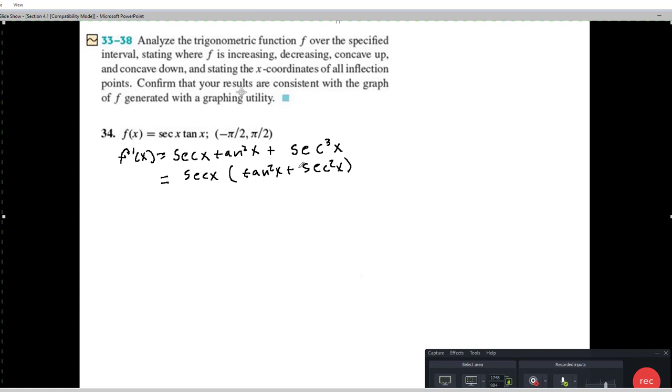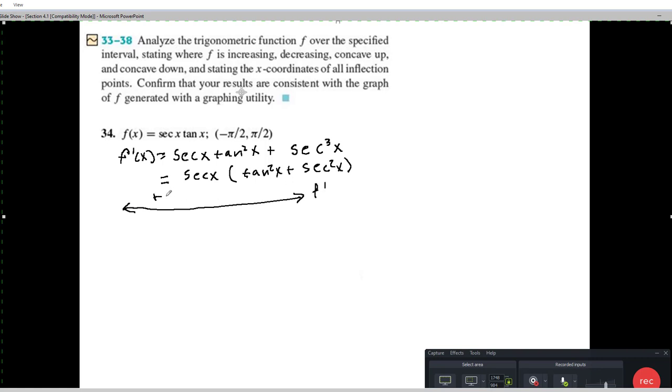Since we have a tangent squared plus a secant squared in the interval from negative pi over 2 to pi over 2, this expression is always positive. In this interval, your angle will either be in quadrant 4 or in quadrant 1, so the cosine will be positive. So both factors, the secant of x and the tangent squared of x plus the secant squared of x, are positive, and so our sign chart for the first derivative is pretty simple.